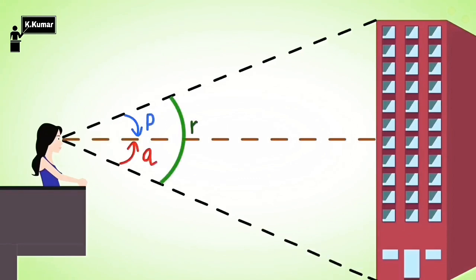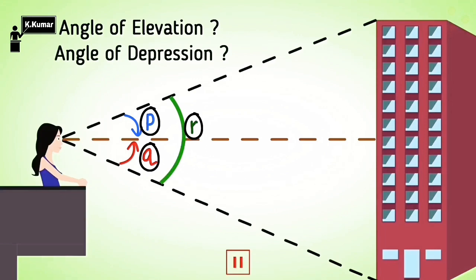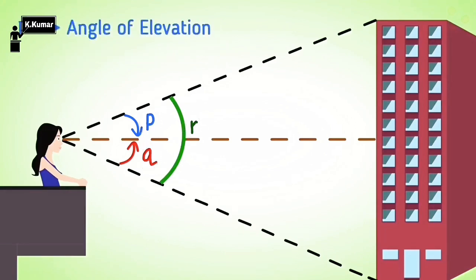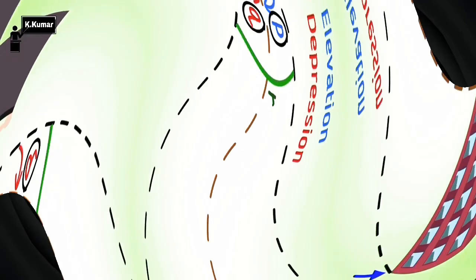Let us denote the angles that we see using some letters. Now here is the question for you to answer. Which among these is the angle of elevation and which is the angle of depression? Pause the video and try to find the answer. Angle of elevation is P and is formed when she's looking up, and the angle of depression is Q, which is formed when she's looking down.